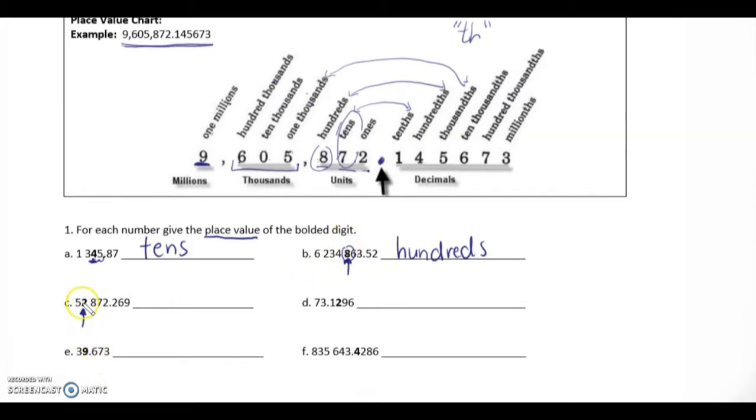Okay, for C, 52,872.269, we are going 4 place values to the left of the decimal. So this is the thousands. So like the 1,000s place value. So because there are 2 there, it'd be like 2,000s.